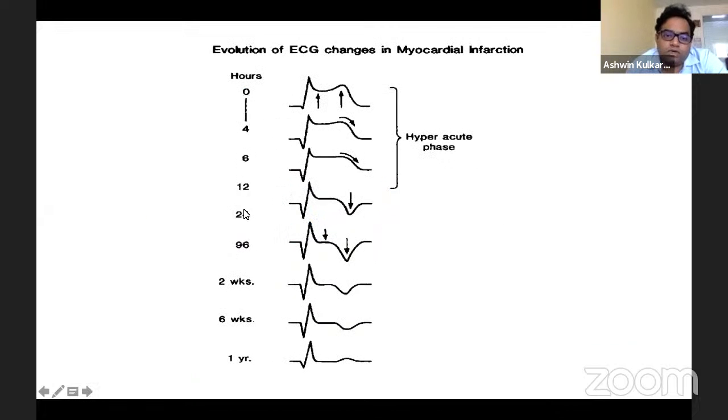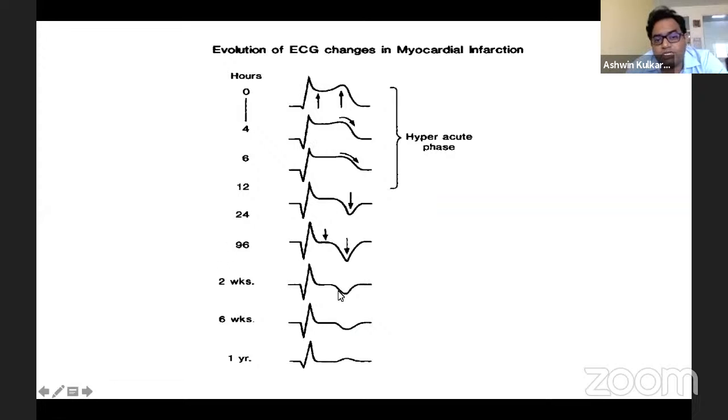This is one more picture where the evolution of MI is shown. The earliest change is tall T waves. Then after 4 hours, there will be ST segment elevation. Then at 6 hours, 12 hours, the Q wave begins to appear. In around 3 to 4 days, the ST segment starts receding and the T wave starts getting inverted. At 2 weeks, you have Q waves, T wave inversion and a slightly elevated ST segment. And after a few weeks, the Q wave and T wave inversion persist, whereas the ST segment becomes normalized.